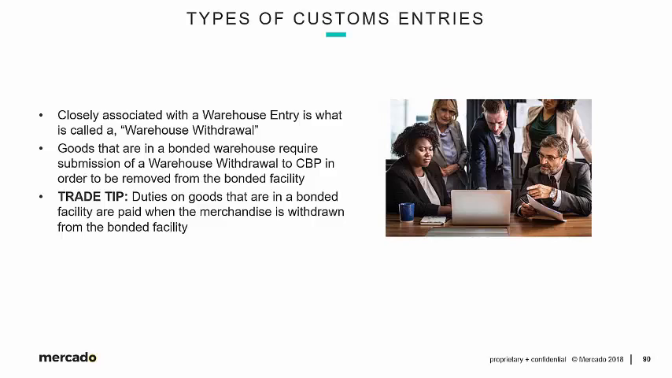We could have $1 million worth of an item in a bonded warehouse and receive an order from a customer in the U.S. for $100,000. We can do a warehouse withdrawal for the $100,000 and only pay duties on the $100,000. There are other advantages, we'll talk more about them, to using bonded facilities, but that's a big one.